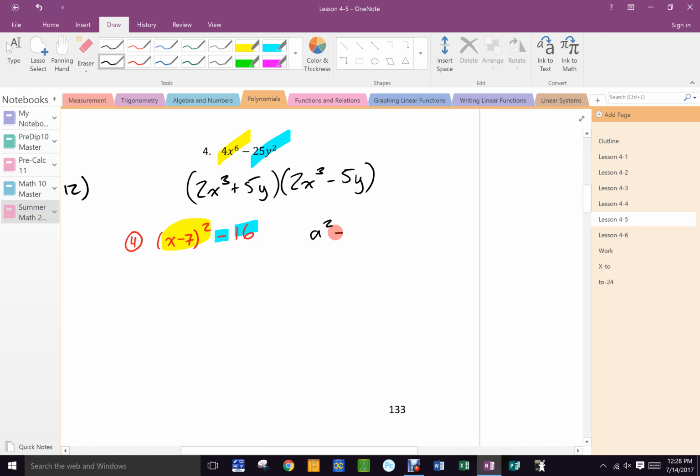Okay. So, if I gave you this problem, a squared minus 16, could you factor it? A minus 4, a plus 4. What's a? That's a base. What's that? That's a base. What was the square root of a squared? A. So what's the square root of x minus 7? X minus 7. So isn't this x minus 7 plus 4?